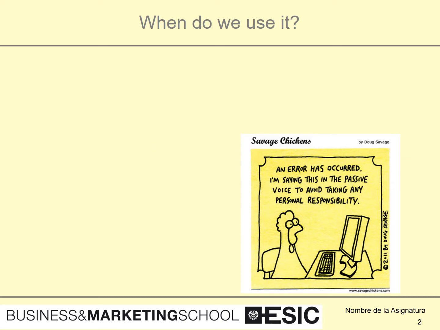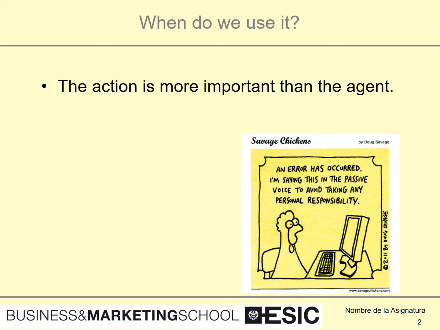Now, when do we use it? When do we need the passive in our real life? When the action is more important than the agent. When I want to call the attention to the action, to the result of something, and not the person or the entity who does it. I am looking for the most important part of the sentence in the beginning. So that's where I'm going to put the passive.